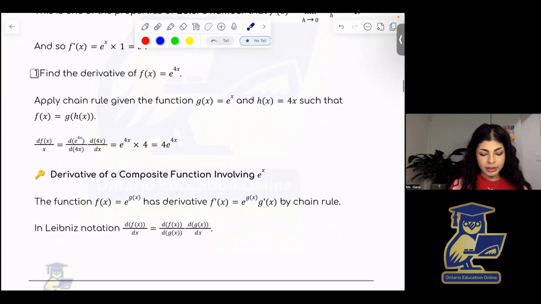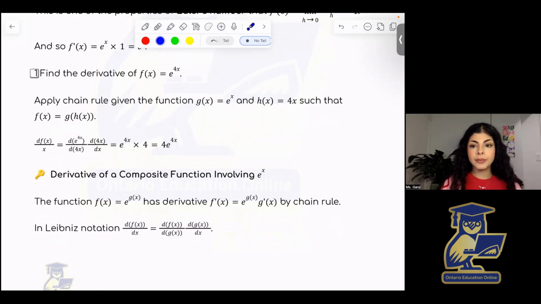And here I'm just using the chain rule to find d of e to the power of 4x by d4x, and then d4x by dx. And for the first part, we're just using the definition of the derivative of the natural exponential function, which is just itself, especially with respect to 4x.